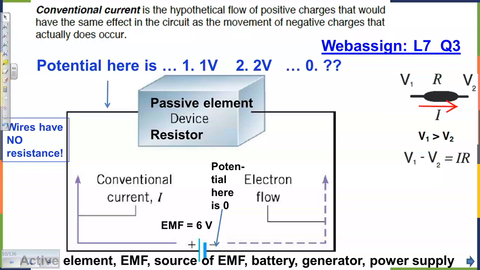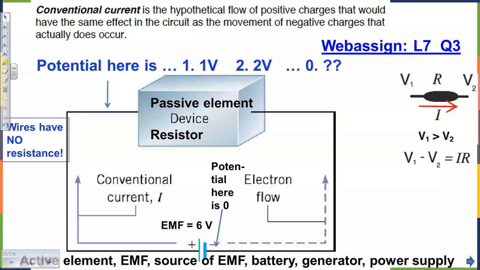So please, tell me what you think. We have the simplest circuit with one active element, a battery, and one passive element, some kind of resistor. The battery has an EMF, a fixed voltage, 6 volts.